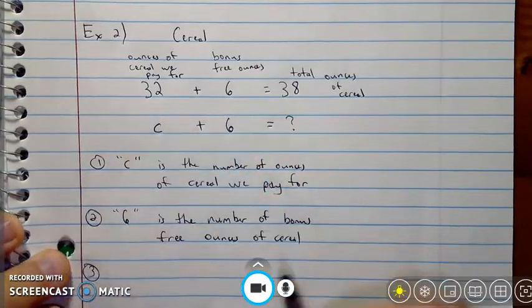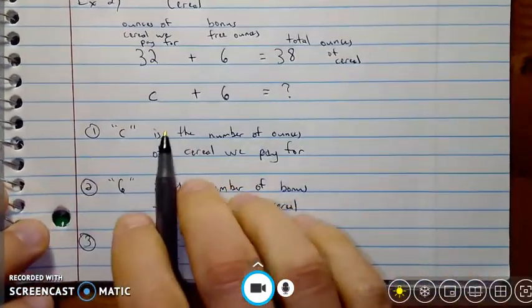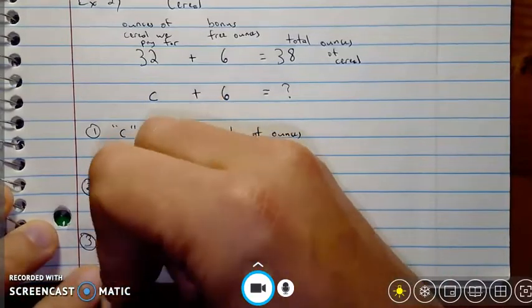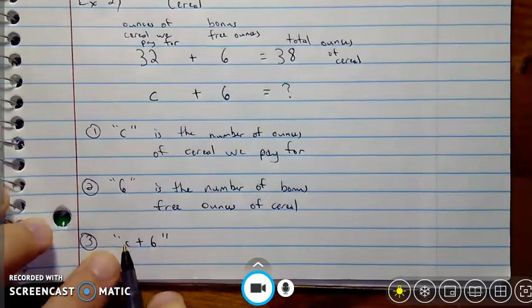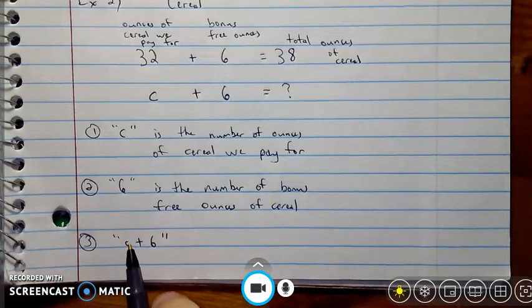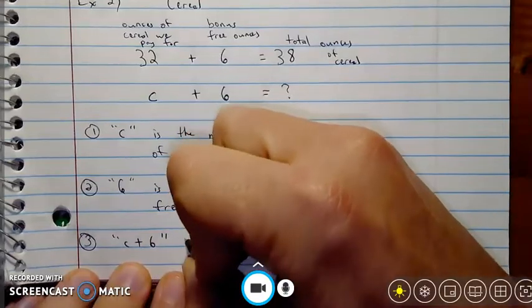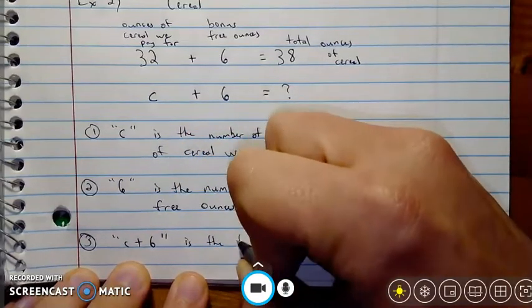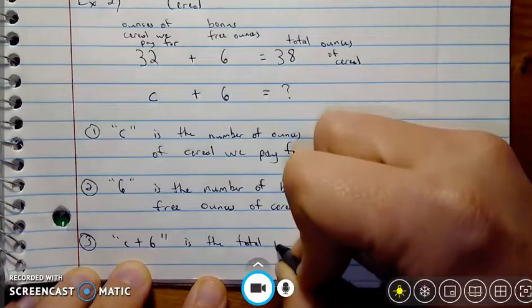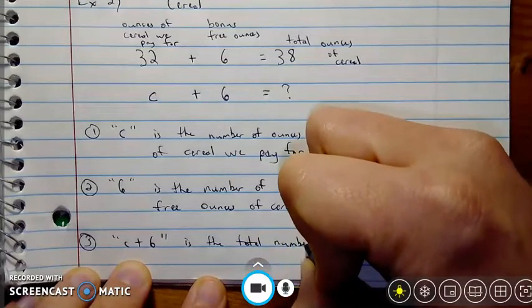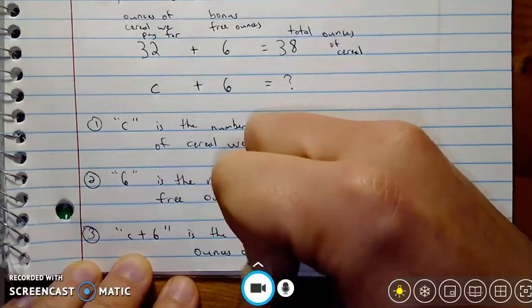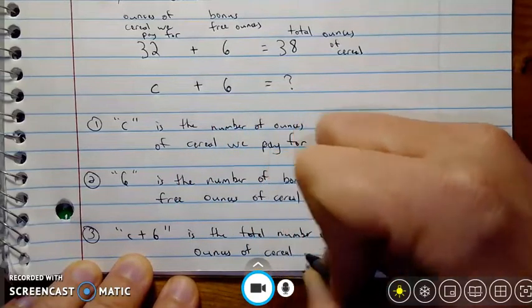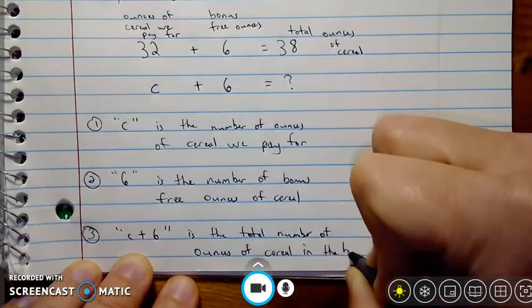And then the last thing that we can interpret is this entire C plus 6. So we've got the number of ounces we pay for plus the free ounces. So C plus 6 is the total number of ounces of cereal in the box.